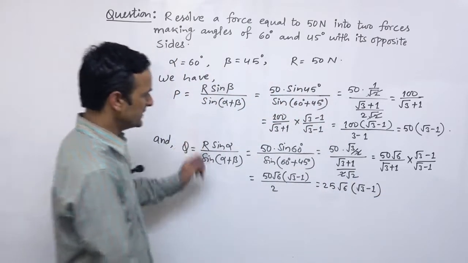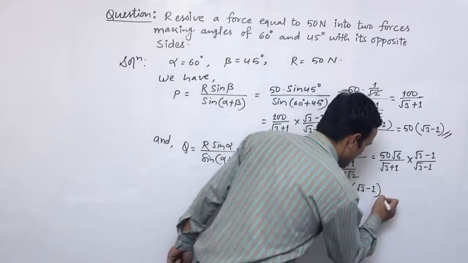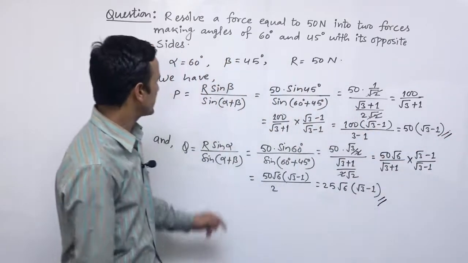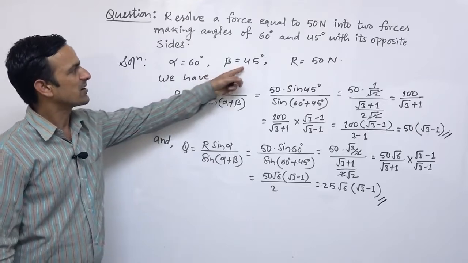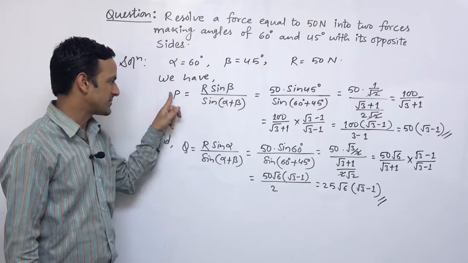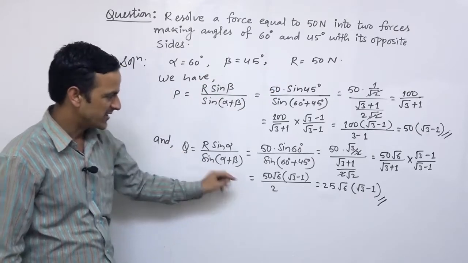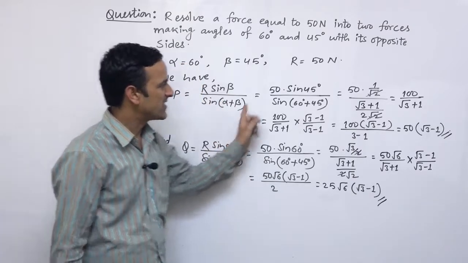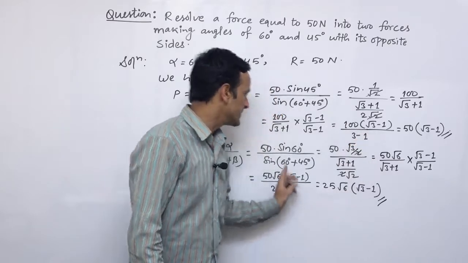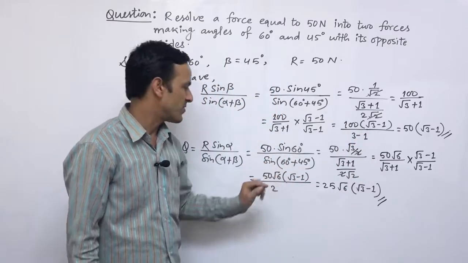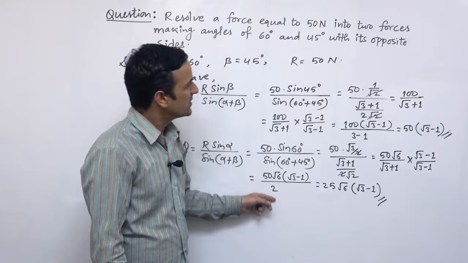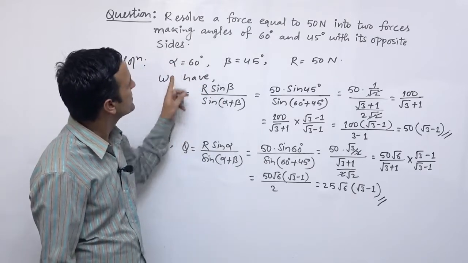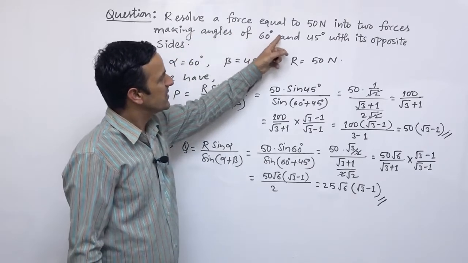find out the answer. So one answer is this one, another answer is this one. So we can resolve this resultant force into two forces P and Q like this. So use the formula and calculate the value according to our provided information. So this one is the resolving of the resultant force.